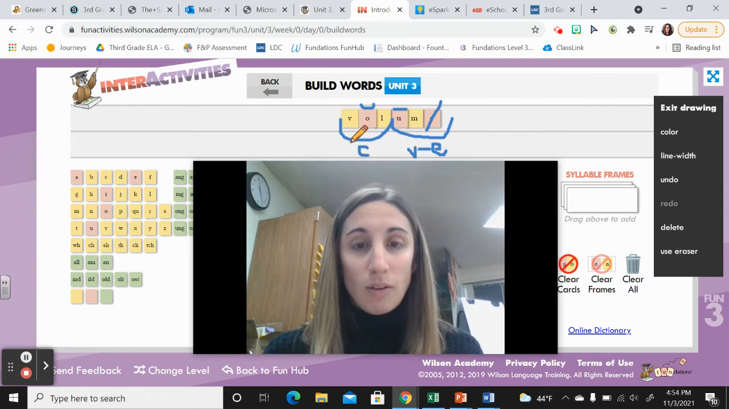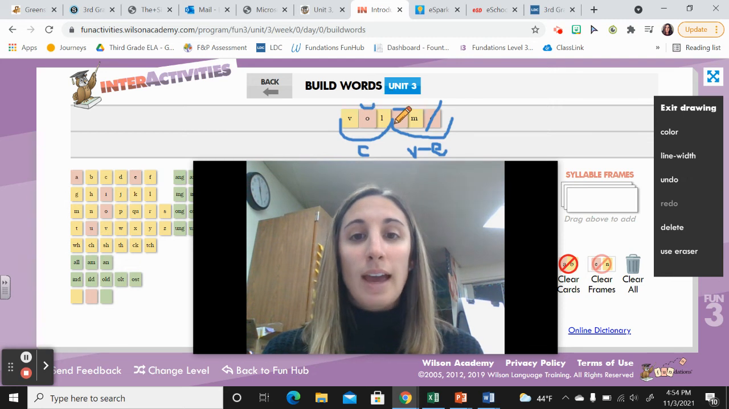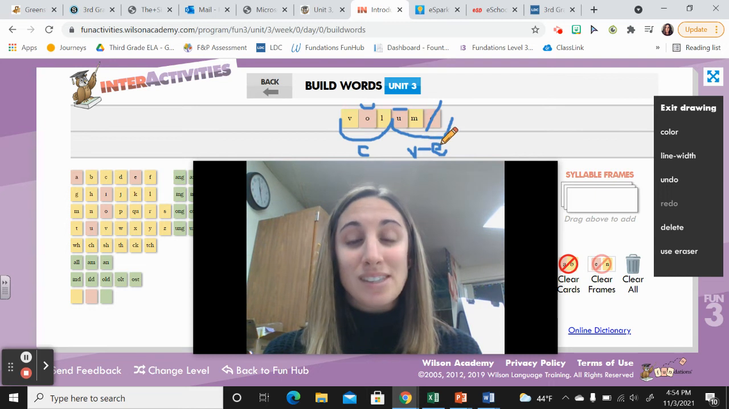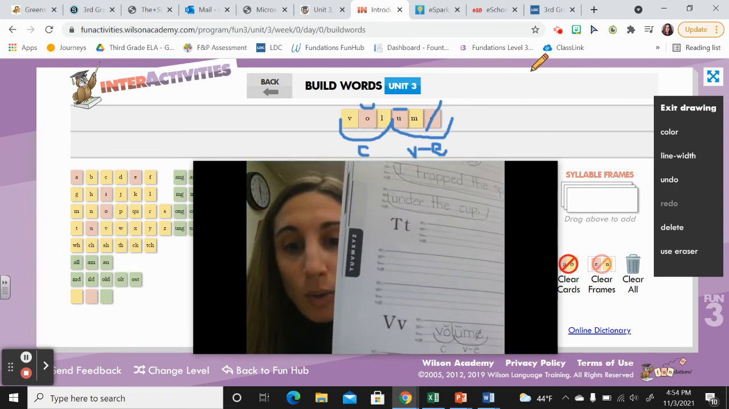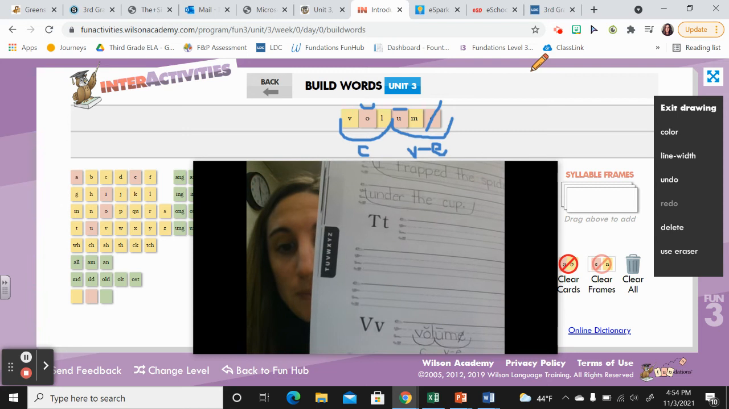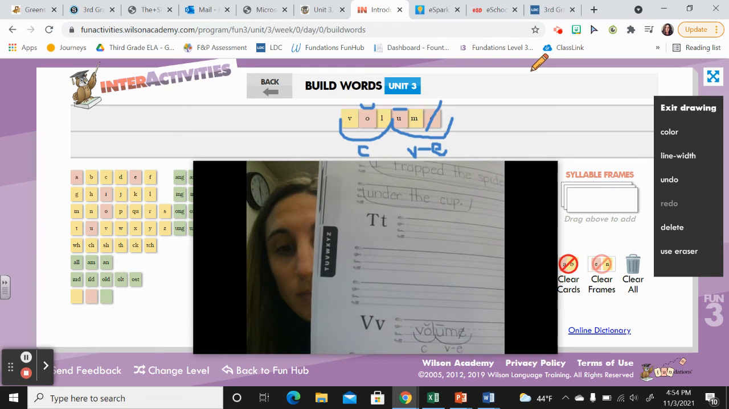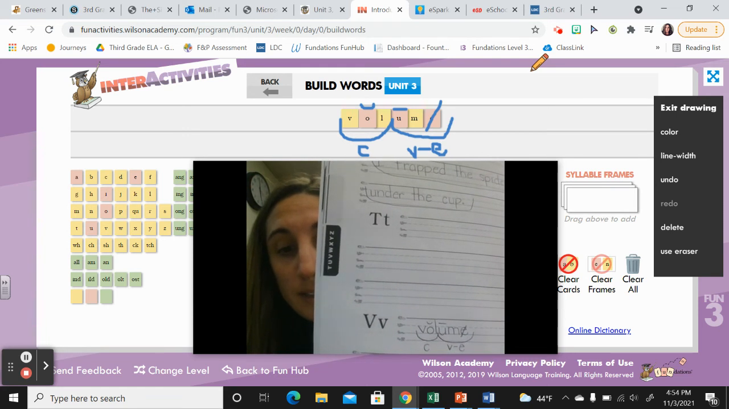We said V-O-L is a closed syllable, and we put a breve for vol. And the last part, U-M-E, is a vowel consonant E syllable. And we put a macron because it's a long U, like you, mule, you, and cross off that silent E. So in your book, it should look like this. If you want to pause the video so that you can mark it.